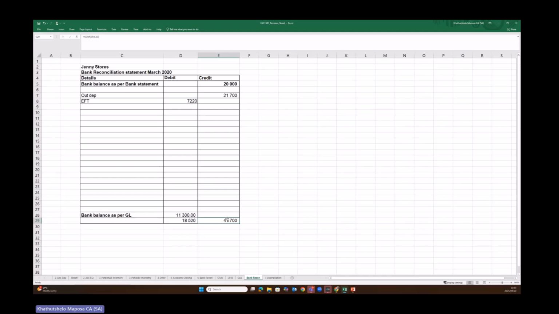Bank reconciliation statement, if it comes, of which I doubt, but if it comes, I'm going to get 100%. Bank recon.